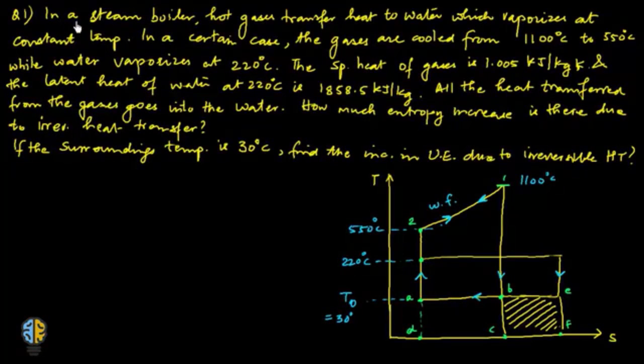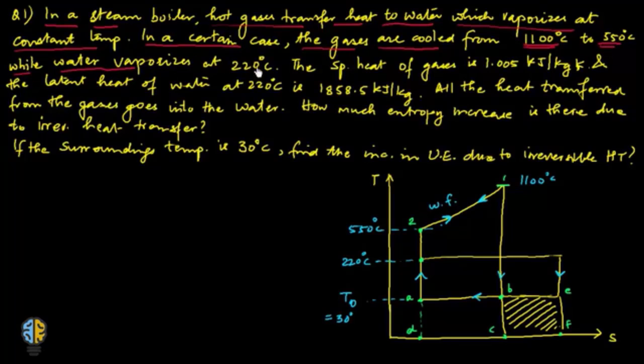Let's look at question number 1. Question number 1 says, in a steam boiler, hot gases transfer heat to water which vaporizes at a constant temperature. In a certain case, the gases are cooled from 1100 degrees Celsius to 550 degrees Celsius, while water vaporizes at 220 degrees Celsius.